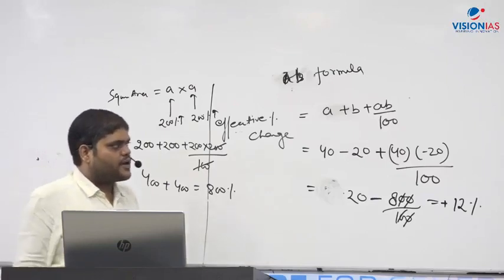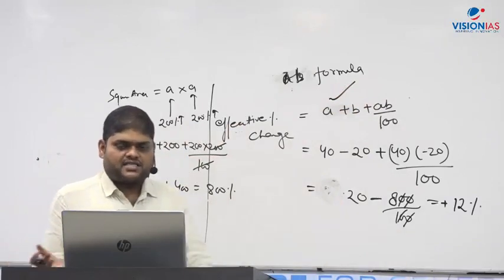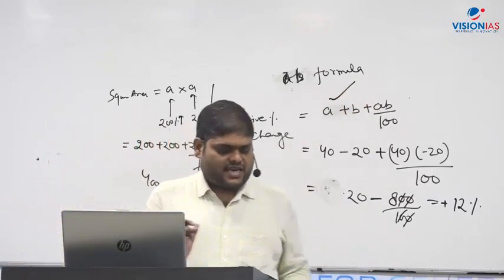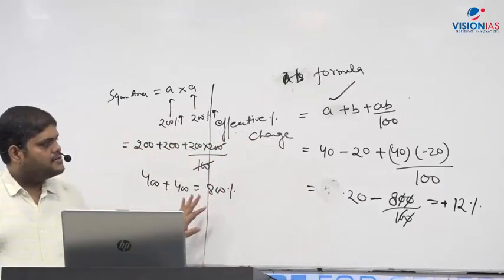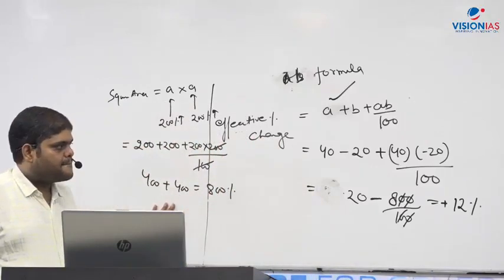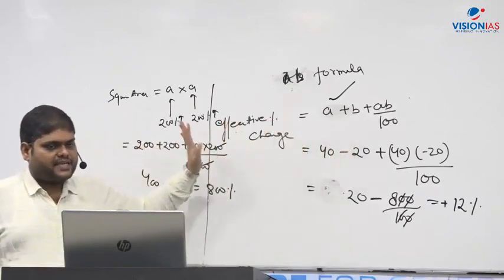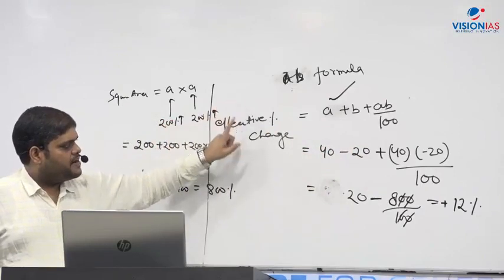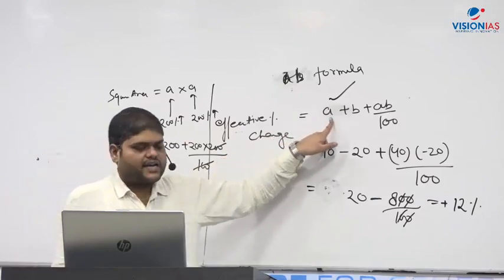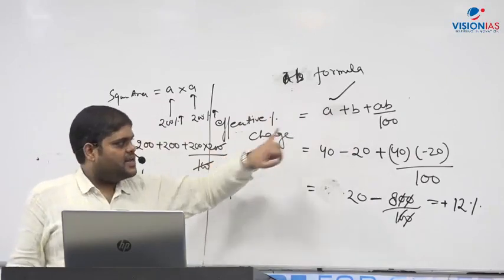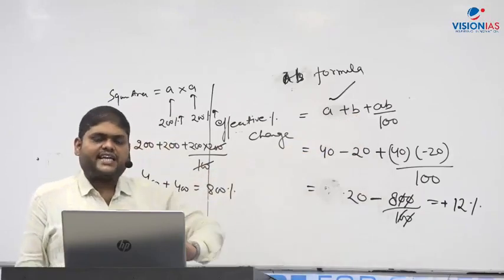So either you can do it with the AB formula, or you can do it the other method, without pen and pencil, which we did yesterday. It's up to you. Always remember, this is giving you the effective change. Whatever the value, if it is an increment we take it as positive, and a decrement we take as a negative value.